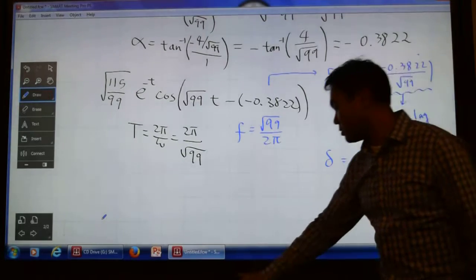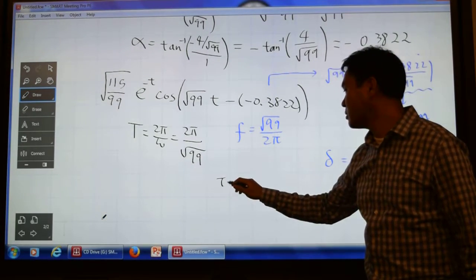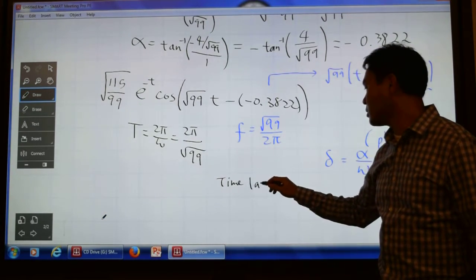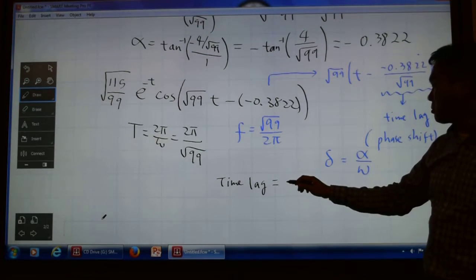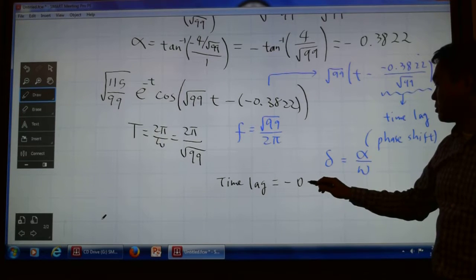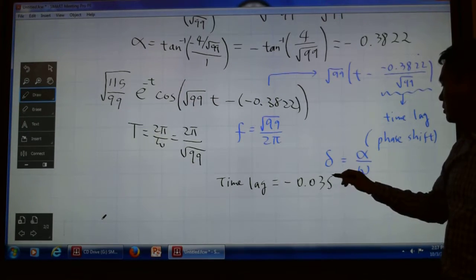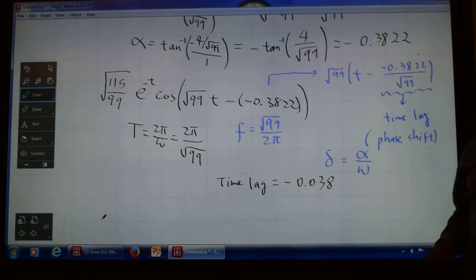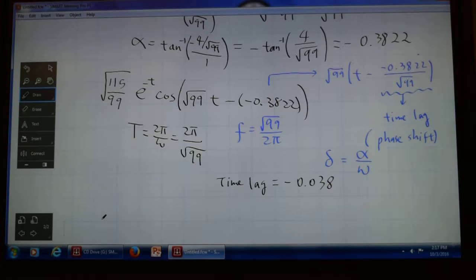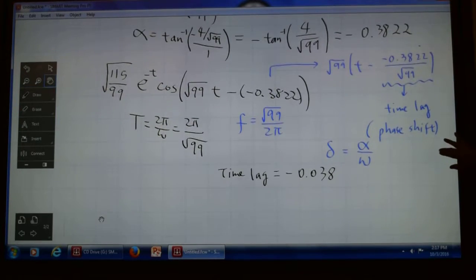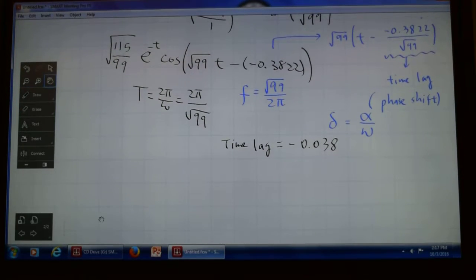So let's see, the time lag. If you did the calculator, it's probably about negative 0.038. It's just the fractions it's handling. If you divide this by this, you will get that. Okay? 3.8 or 3.9. It's one of those. That'll be probably 3.8.